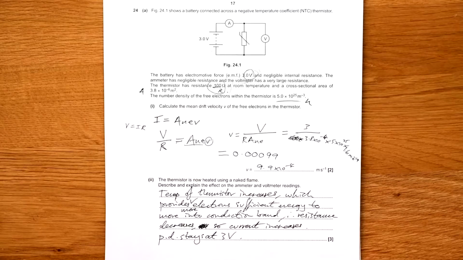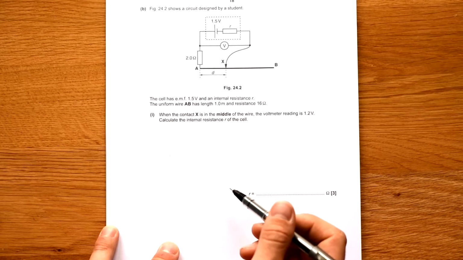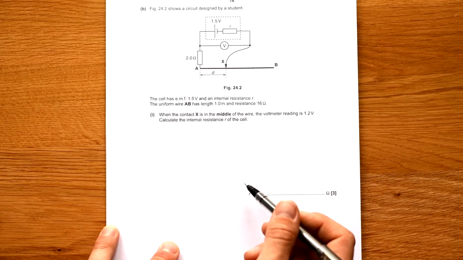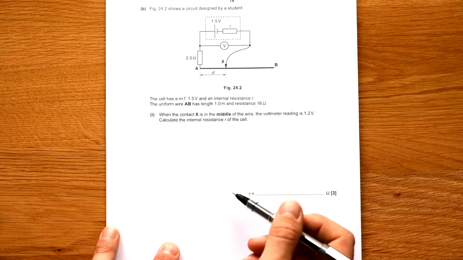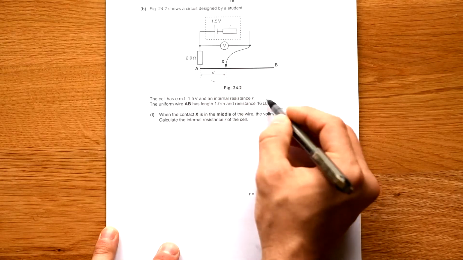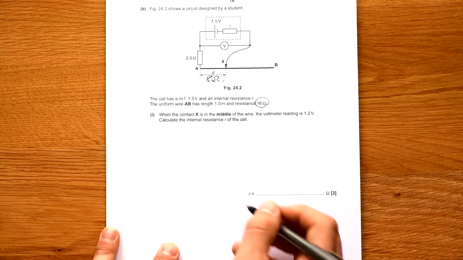B, figure 24.2 shows a circuit designed by a student. The cell has an EMF of 1.5 volts and an internal resistance of 2 ohms. The uniform wire has a length of 1 meter and resistance 16 ohms. When the contact is in the middle of the wire, the voltmeter reading is 1.2 volts. Okay, so if it's in the middle, the whole thing is 16, that means that we have 8 ohms there. Calculate the internal resistance of the cell.